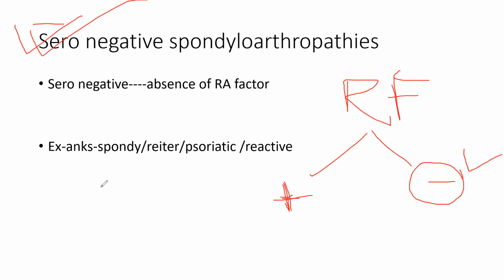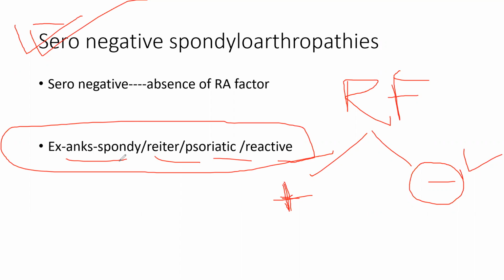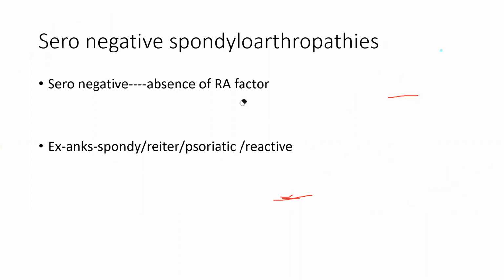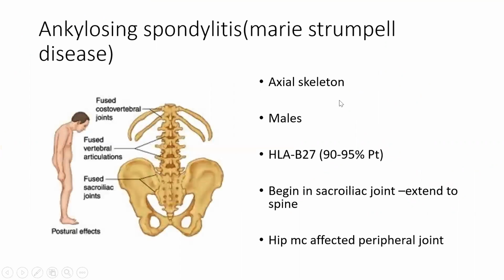So these are ankylosing spondylitis, Reiter's, psoriatic, and reactive. These are four diseases. I will tell you how to remember them. In all of these, RF factor is not found. So ankylosing spondylitis, Reiter syndrome, psoriasis, and reactive. Okay, we'll go again. So we'll start with ankylosing spondylitis.